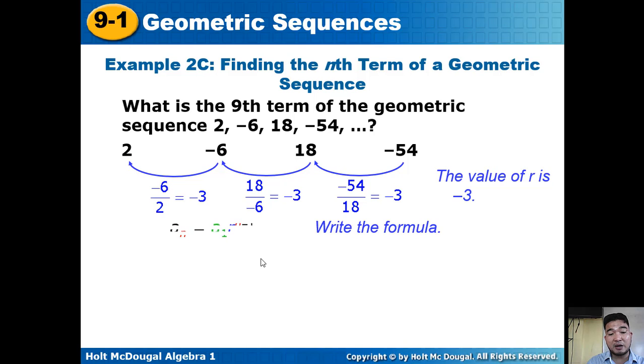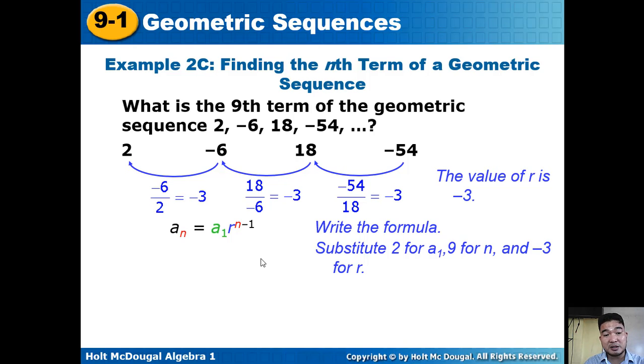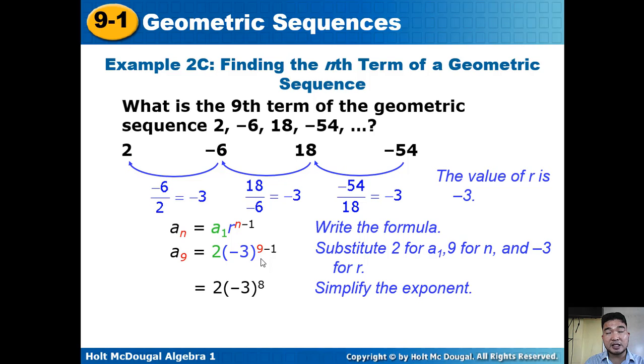So we write our formula and then substitute 2 for a sub 1 since that is the first term of the geometric sequence from the given. Then 9 for n since we are looking for the ninth term, and negative 3 for the common ratio. Then simplifying it, simplify the exponent, so you will have 2 times negative 3 raised to 8, and then using your calculator, you will have 13,122. So that is the 9th term of the geometric sequence.